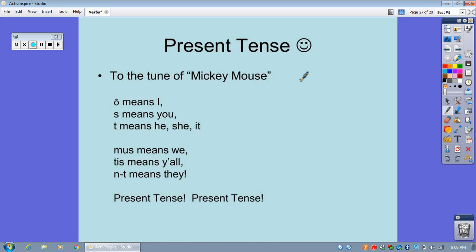M-I-C-K-E-Y-M-O-U-S-E. Mickey Mouse Clubhouse.